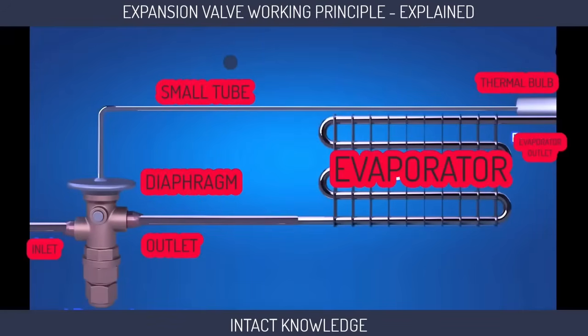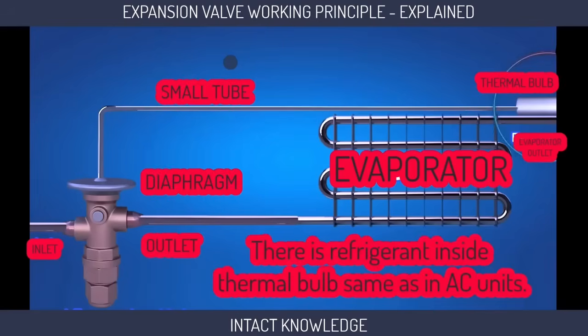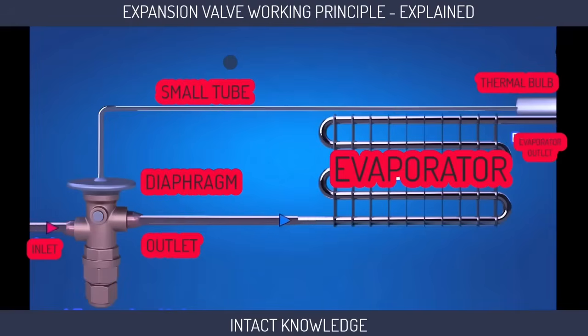The thermal bulb is connected to the outlet of the evaporator, like this. There is a refrigerant inside this thermal bulb. The refrigerant used in the thermal bulb is the same refrigerant used in the AC unit. For example, if R410A refrigerant is used in the AC unit, the same refrigerant is used in the thermal bulb. The refrigerant that enters the evaporator is heated and converted into vapor and exits.